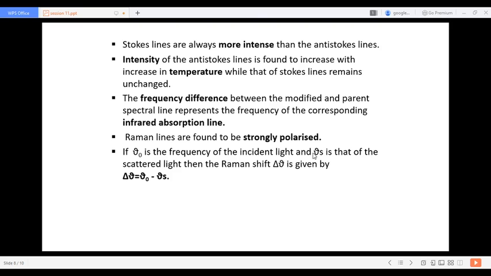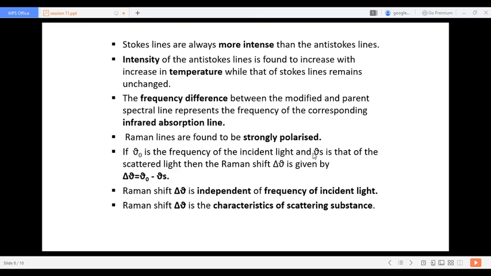If nu0 is the frequency of the incident light and nu-s is that of the scattered light, then the Raman shift delta nu is given by delta nu = nu0 minus nu-s. Raman shift delta nu is independent of the frequency of the incident light. Raman shift delta nu is characteristic of the scattering substance. For Stokes lines, delta nu is positive, and for anti-Stokes lines, delta nu is negative.